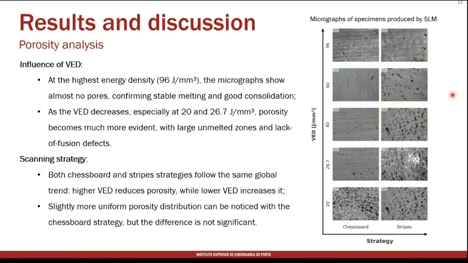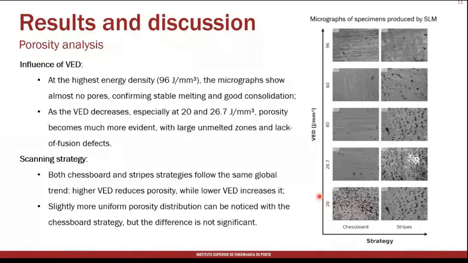In terms of porosity analysis, and beginning with the influence of the VED, at the highest VED, we can see in this micrograph that we have almost no porosity, which confirms that we have a good consolidation. But as we decrease the VED, and especially in these two configurations of 20 and 26, we have much more evident porosity and large zones that are unmelted, with lack of fusion.